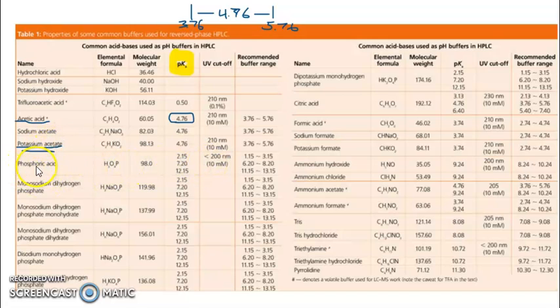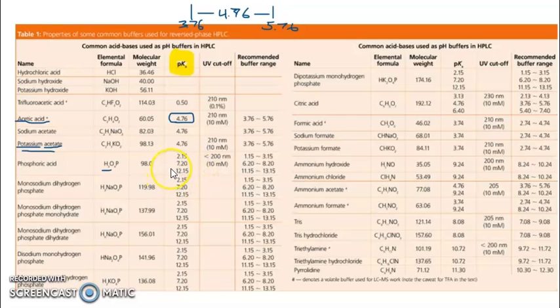But we couldn't use phosphoric acid or sodium phosphate because of the Ka's. Phosphoric acid is a triprotic acid. It has 3 protons here. You may have to look closely to see the subscript 3. But the pKa's are at 2.15, 7.2, and 12.15.